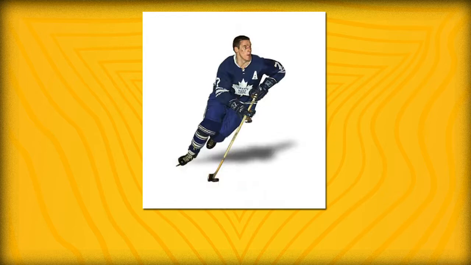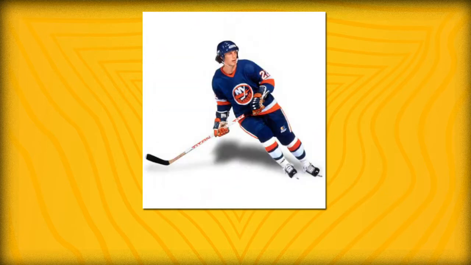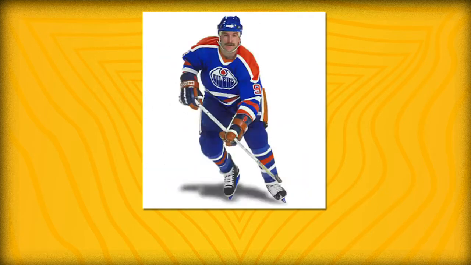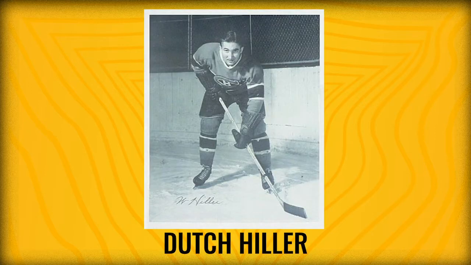Once again, these rules are laid out slightly more in depth in our first video, but if you're along for the ride now, I think you'll figure it out. So without any further ado, who will we be tracing to Tom Kostopoulos today? Today's selection goes way back to forward Dutch Hiller.